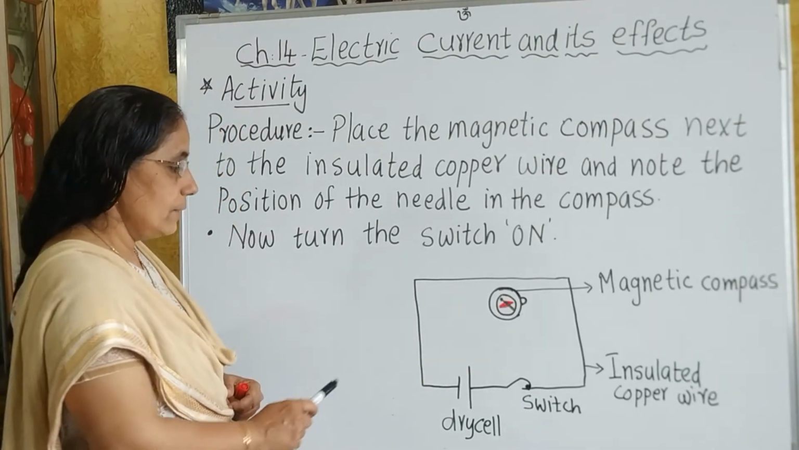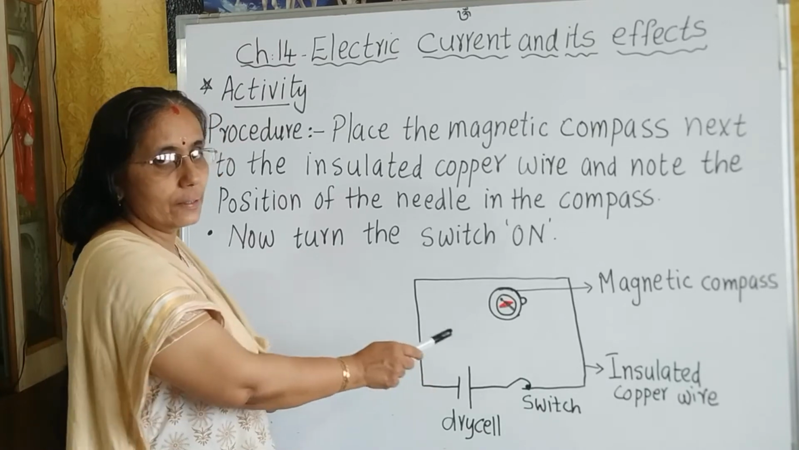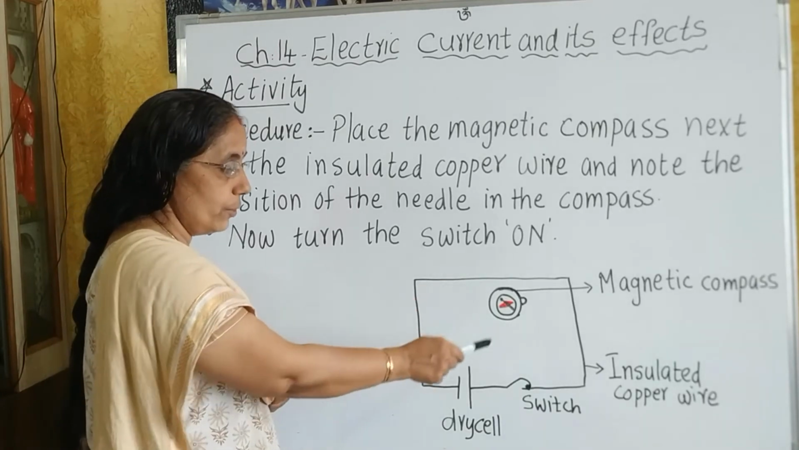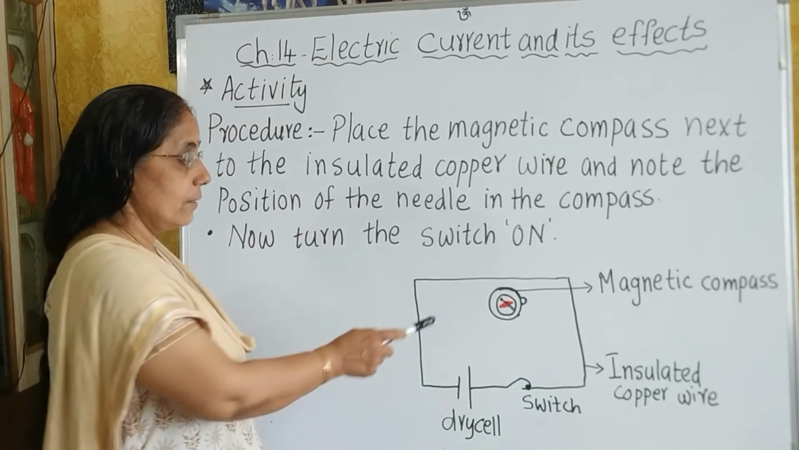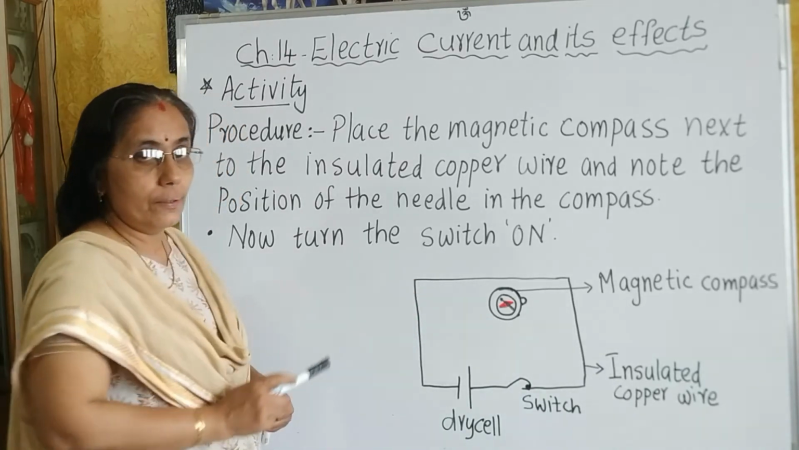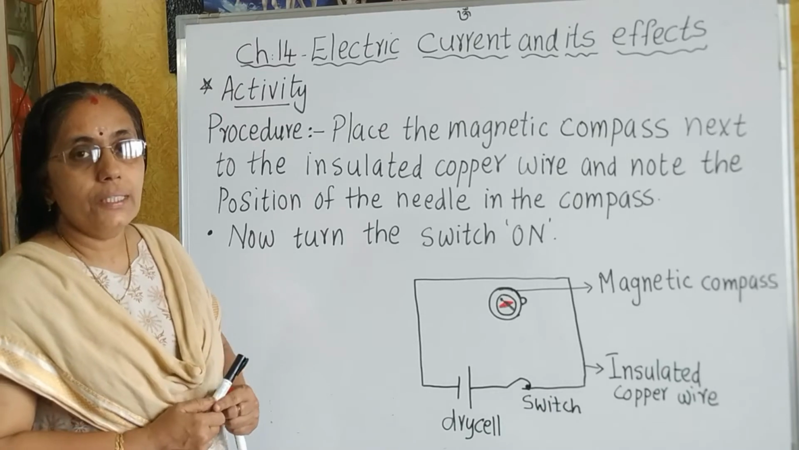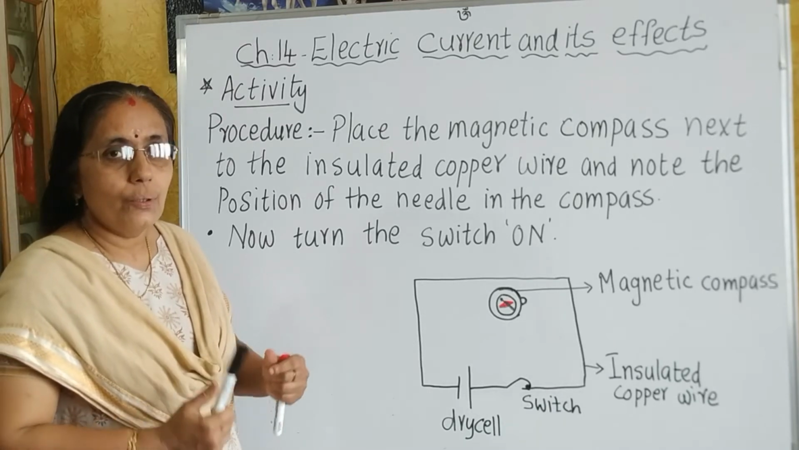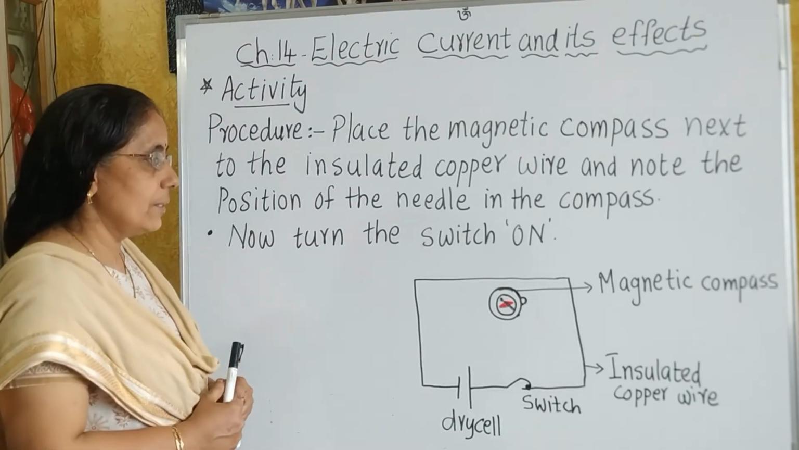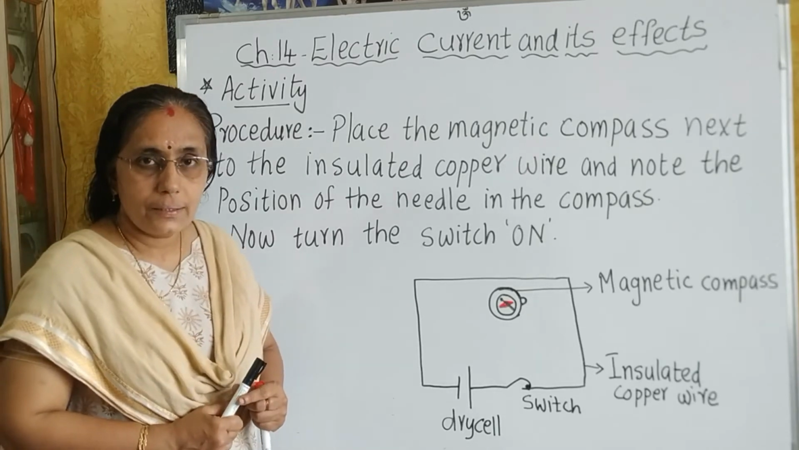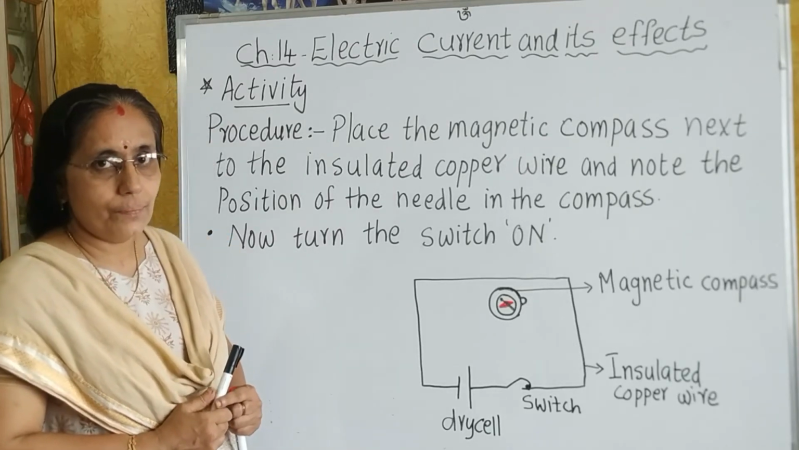So when the switch is in the on condition, that is when the current starts flowing through this circuit, the deflection in the magnetic needle shows that another magnetic field is created there. So this effect of electric current is called the magnetic effect of electric current.